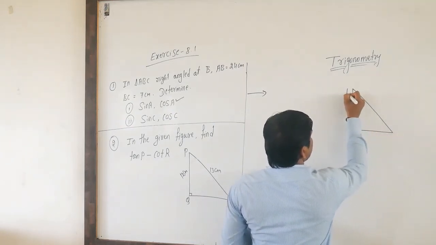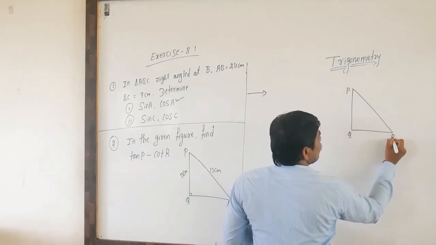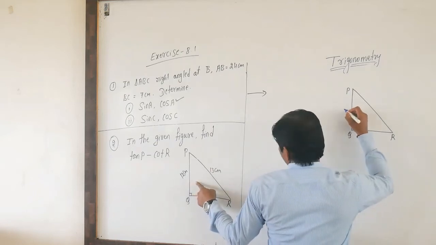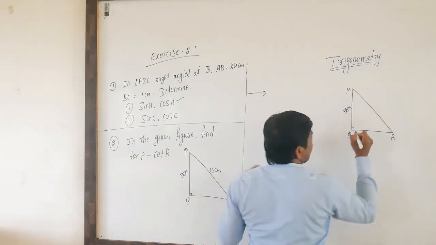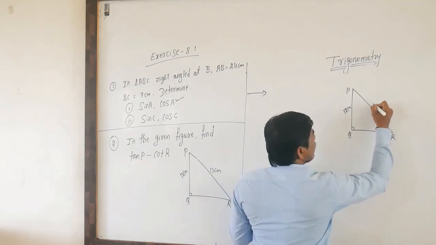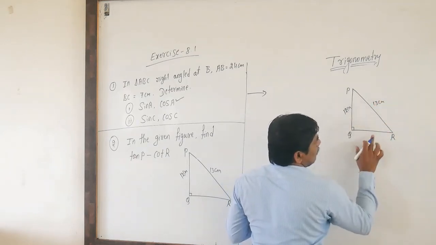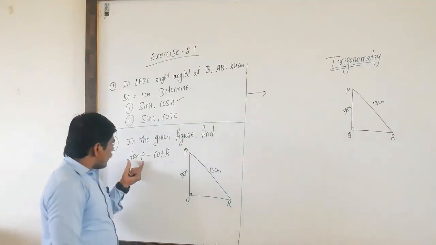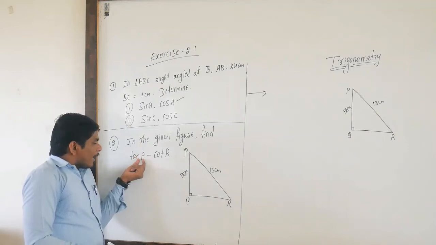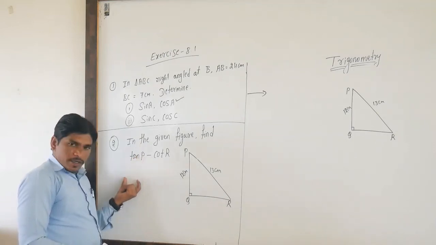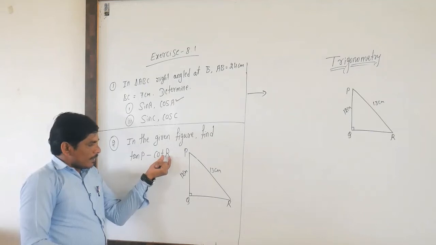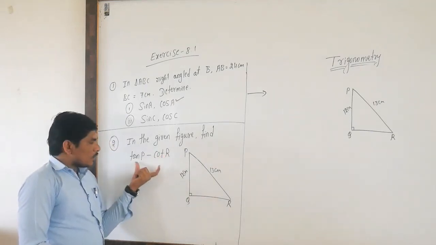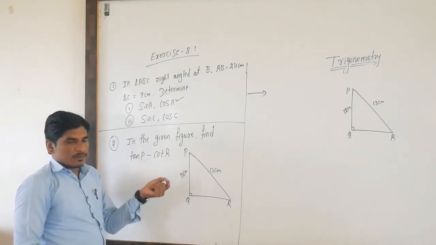This is given figure. P, Q, R. Angle Q is equal to 90 degree. PQ length is 12 centimeter. PR length is 13 centimeter, but QR length is unknown value. But here you observe tan P, it means angle P is acute, related one result, and cot R, it means angle R related one more result. These two results you have to subtract, we get the result.